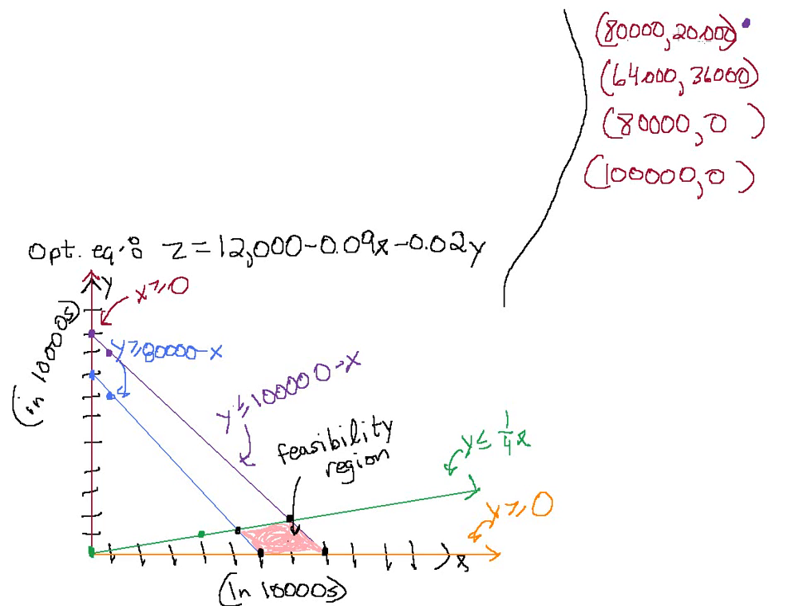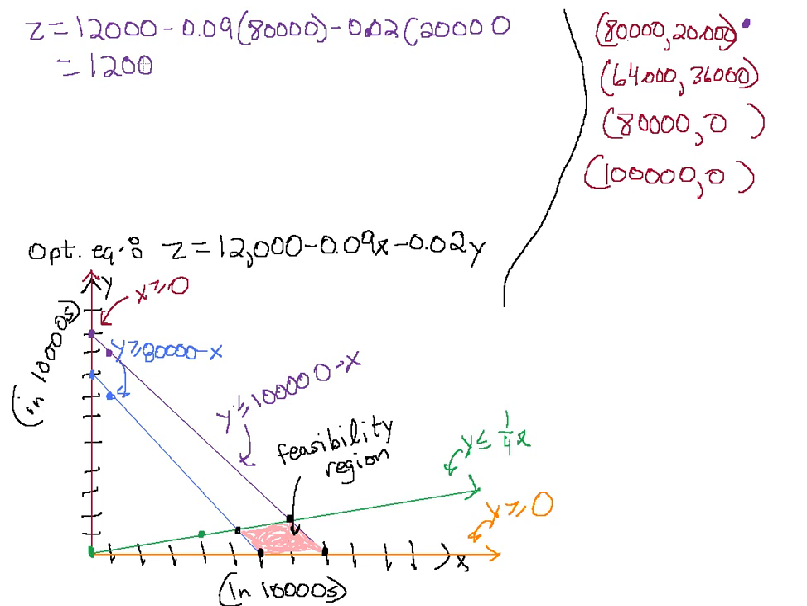We have 80,000 and 20,000 for x and y. So we have z equals 12,000 minus 0.09 times x, x is 80,000, minus 0.02 times y, which is 20,000. And we can go ahead and solve this.